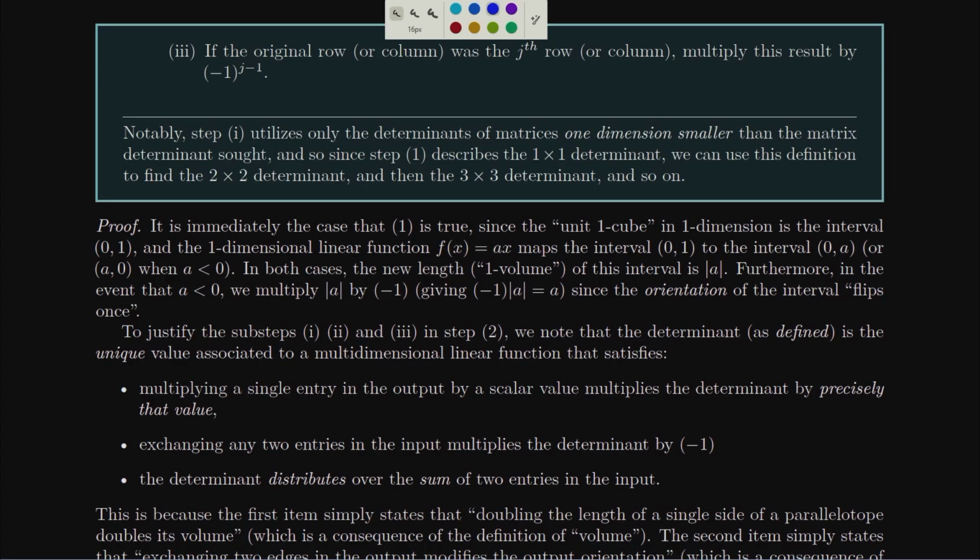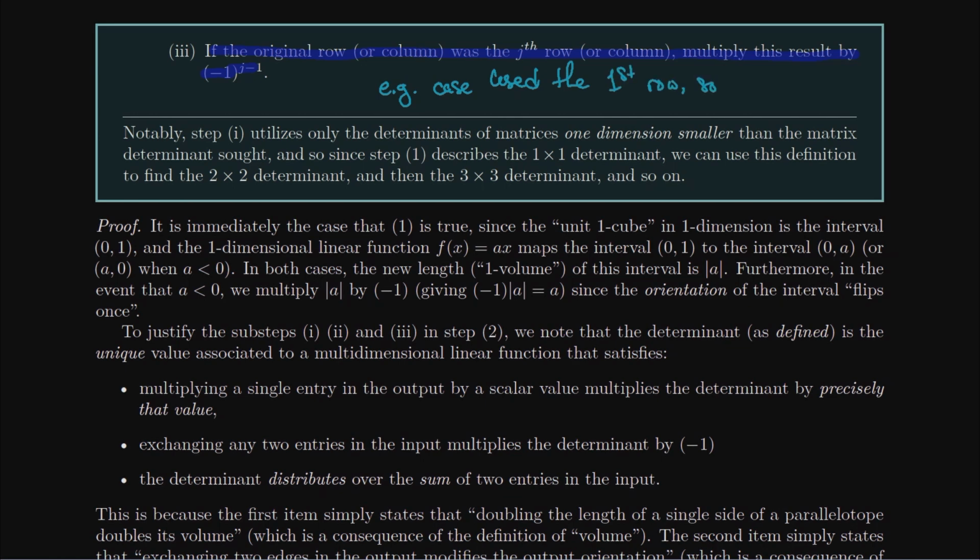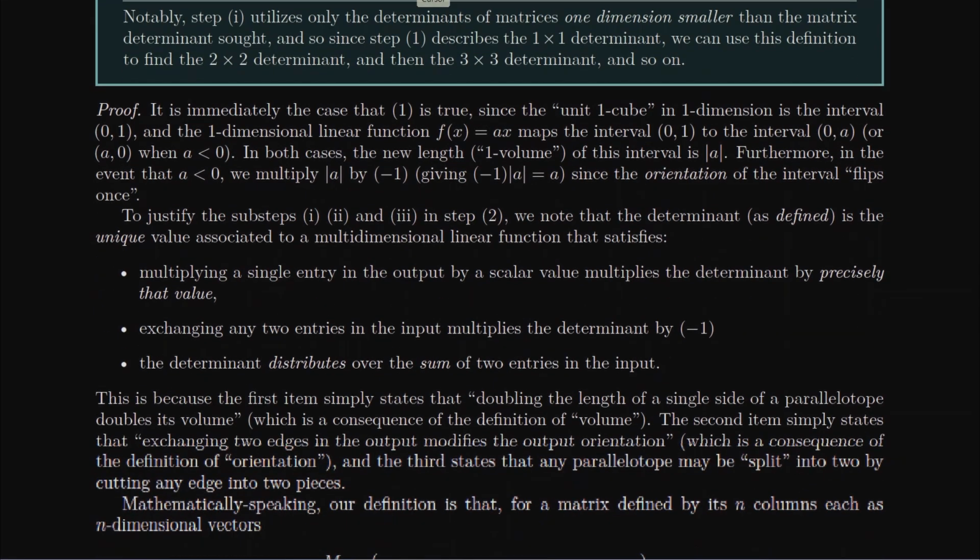Now, there is step 3 here. If the original row or column was the jth row or column, you're going to multiply the overall result by negative 1 to the j minus 1. So in our case, the example case used the first row. So we don't multiply. Or equivalently, you can think about multiplying by the number 1, because if I put a 1 here, 1 minus 1 is 0, and negative 1 to the 0th power is just 1. Anyway, it makes more sense when you actually see this in action.